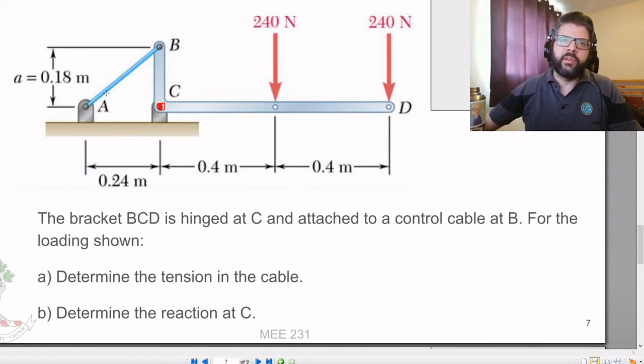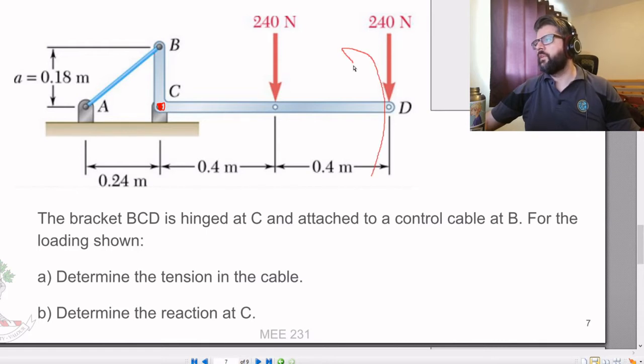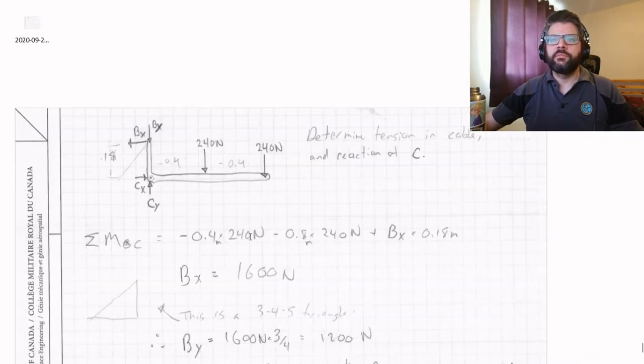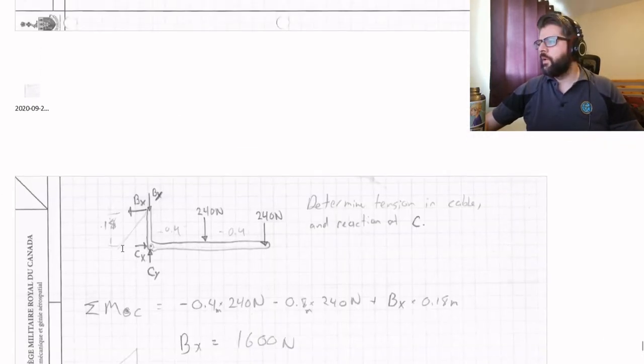B. So I guess you could kind of spool in this cable and cause the thing to rotate up or down if you wanted to. Anyways, in this situation, we want to find out what the tension in the cable is and the reaction at C. Alright, so here we go. Determine the tension in the cable and the reaction at C here.